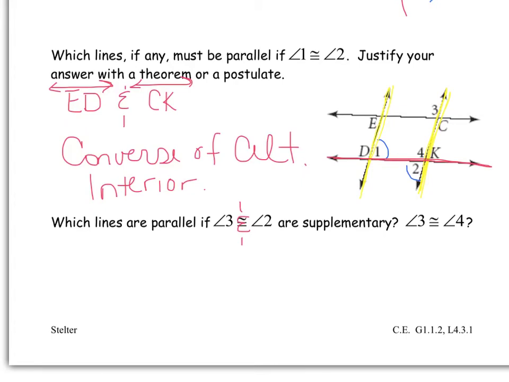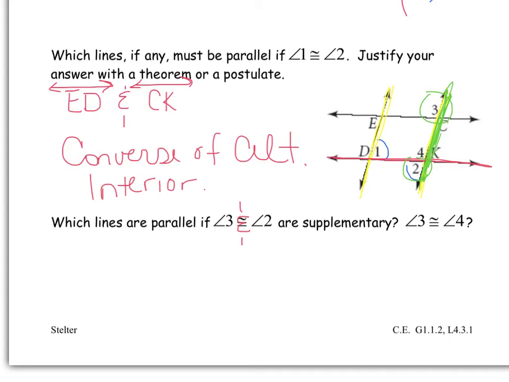Anyways, guys, so which lines are parallel if 3 and 2 are supplementary? So let's take a look at them. Let's switch up my colors here. Here's 3 and 2. So first identify what kind of angle relationship they have, and they're same side exterior. So then you can say, okay, what line is touching both of them? And that would be the CK line right here. They make up a side of both angles, so that's my transversal.